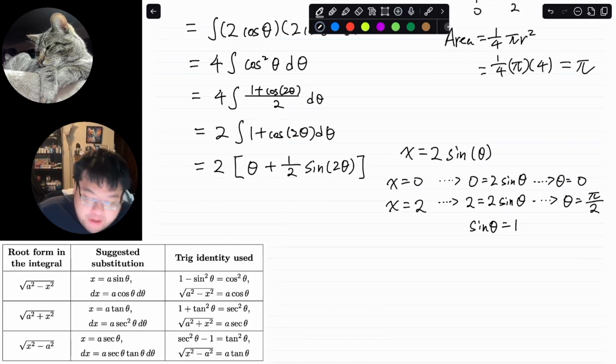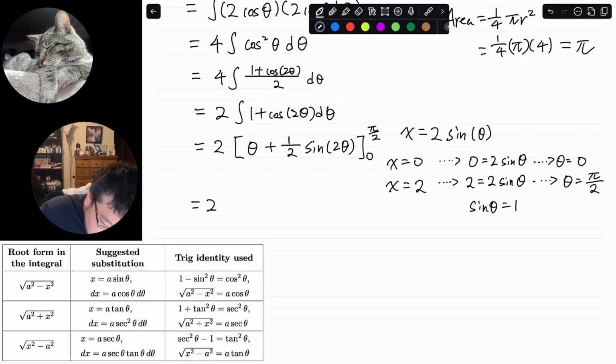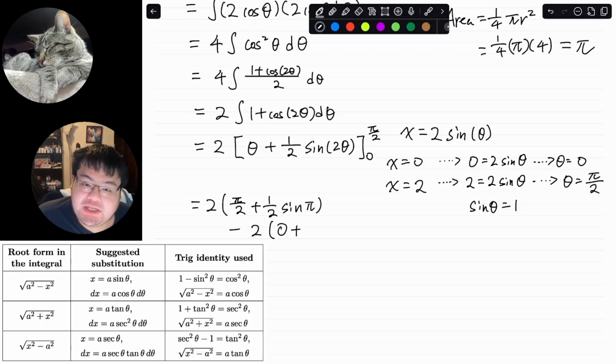Okay, so now we can plug these values back into the antiderivative that we just found. So from 0 to pi over 2, that will equal 2 times pi over 2, plus 1/2 sine of 2 times pi over 2, which is just pi, minus 2 times 0 plus sine of 0, which is just 0, right?